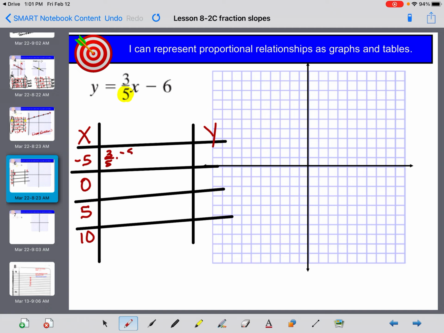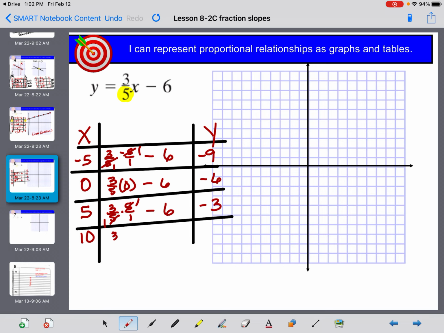3/5 times negative 5 over 1 minus 6. 3 times negative 1 is negative 3. Negative 3 minus 6 is negative 9. The next one, 3/5 times 0 is 0. 0 minus 6 is negative 6. Now let's substitute 5 in. And I get 3. 3 minus 6 is negative 3.